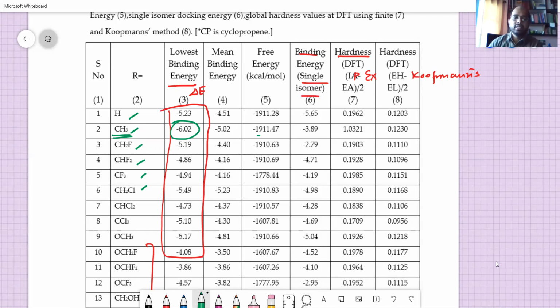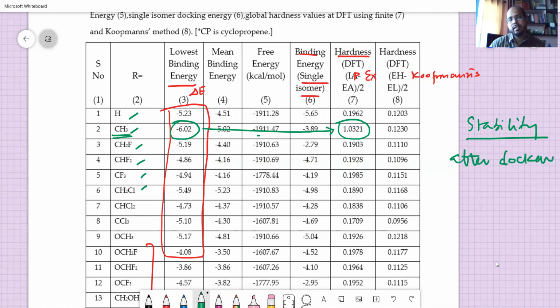Okay, so here is a very good hardness value, minus 6.02. So this is not at all a very reactive one. This is very stable, and the formation energy, the binding energy, is telling that it does not have so much reactivity towards another thing. Once it binds, it releases energy and becomes stable. So you have two factors to look into: stability after docking, okay, and reactivity before docking.